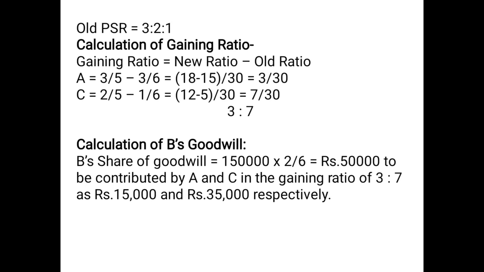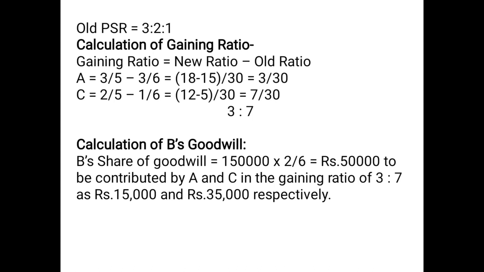The first working note is for calculation of gaining ratio. As you can see, we have rectified the old PSR which has come to 3:2:1 after adjusting the denominators, and then we have calculated the gaining ratio by applying the formula new ratio minus old ratio. So the new share of A was 3/5 minus his old share 3/6. So after adjusting the LCM of 30, it came to 18 minus 15 upon 30, that is 3/30.